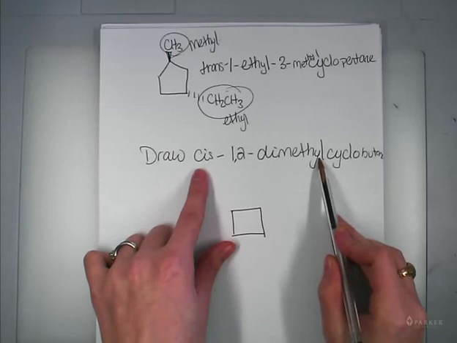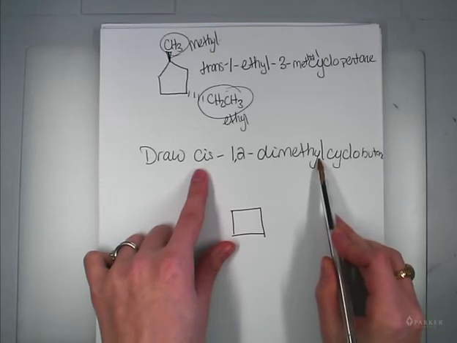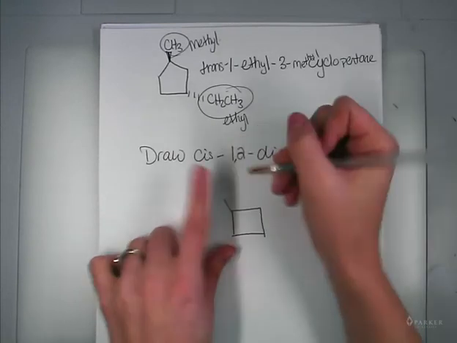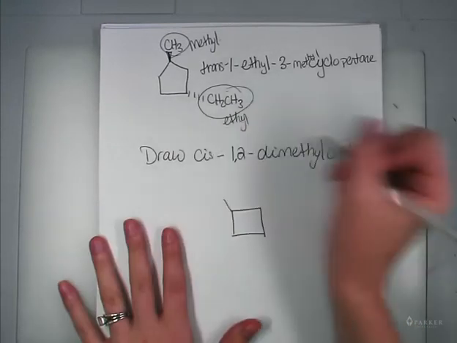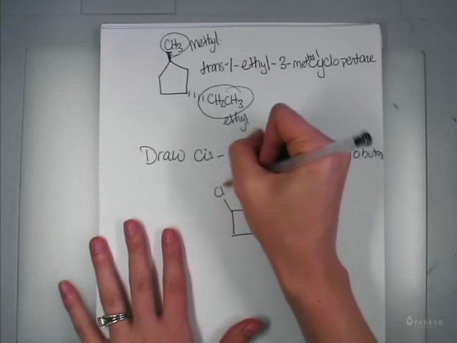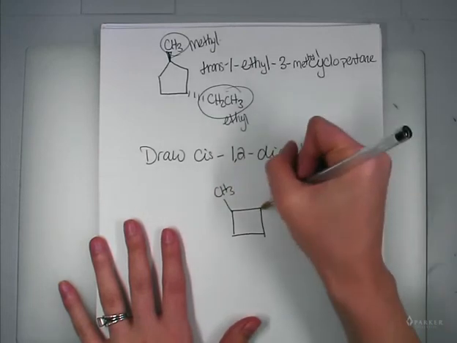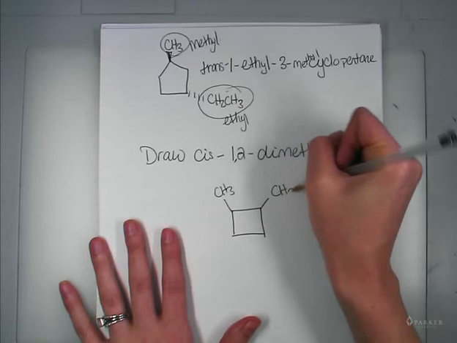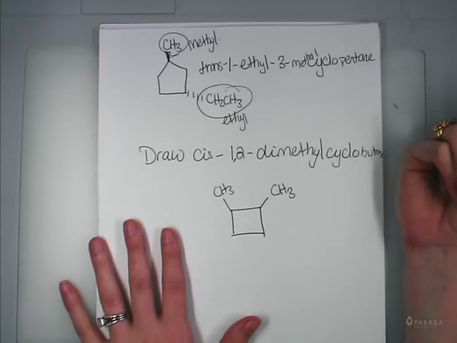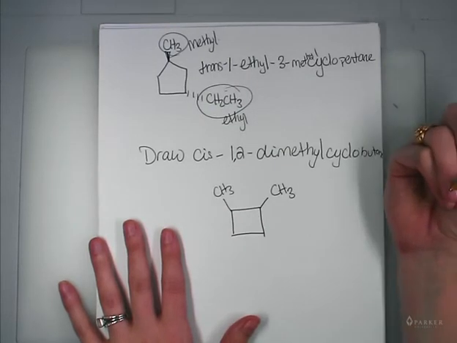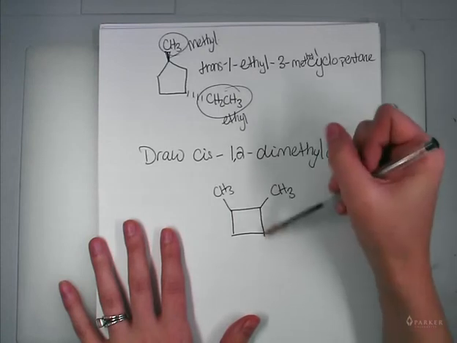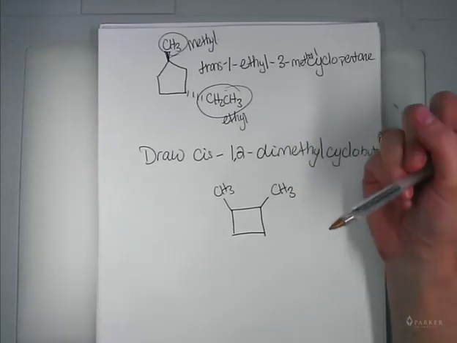Okay, so then this one, we have dimethyl. How many carbons in methyl? 1. So I'm just going to, I'll do the cis part in a minute. So 1-methyl, and then 2-methyl. And 1 could have been anywhere. I could have started 1 right here, here, or there.